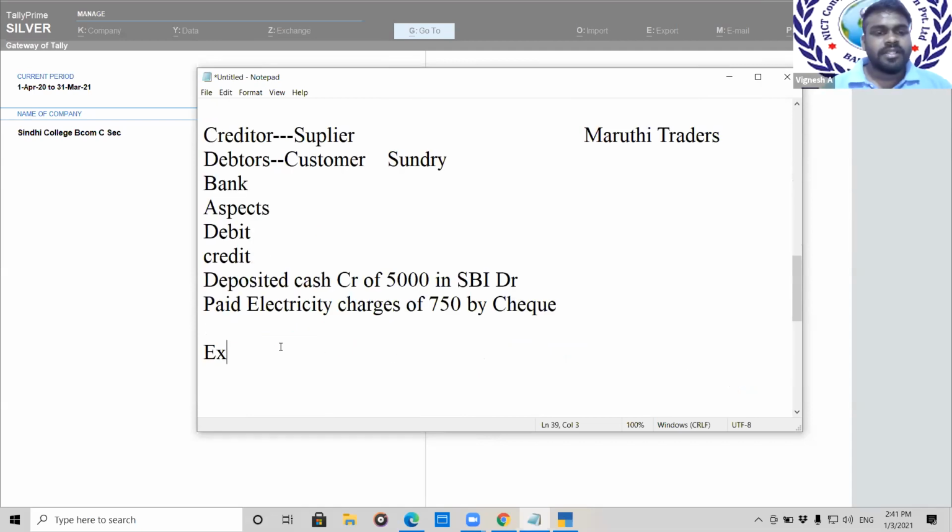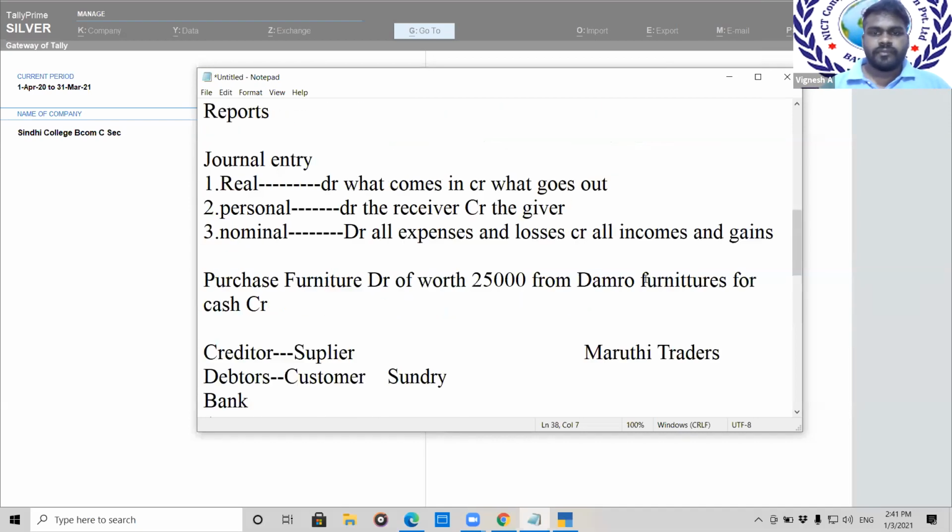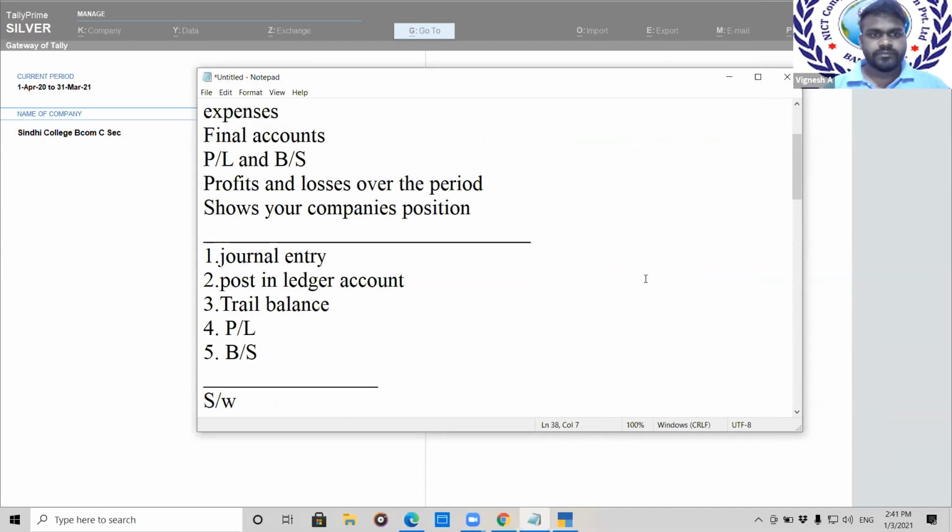So it's simple. Now we have to just debit your electricity charges, because we always debit your expenses and credit your bank account. Why? Because we are paying by cheque. The cheque will be credited from your bank only. The bank gives the money, so your SBI will be credited here. Is it clear? Yes, sir. This is all required as accounts knowledge for working in your software, nothing else. Was it useful? Yes, sir.